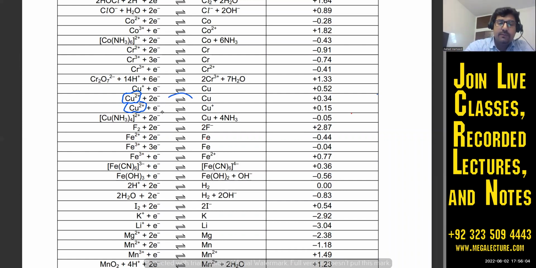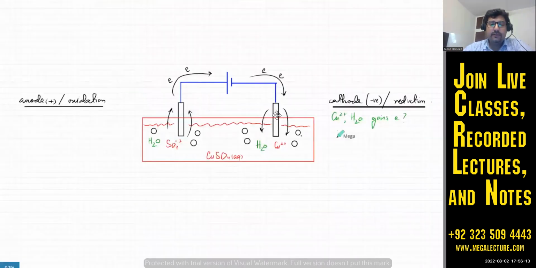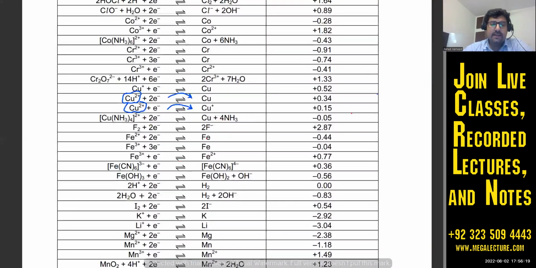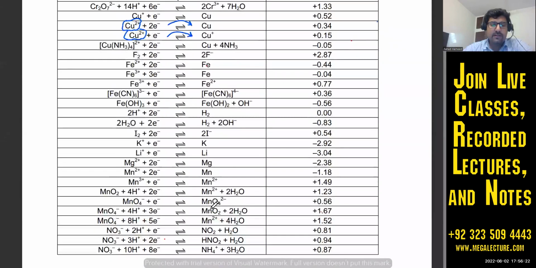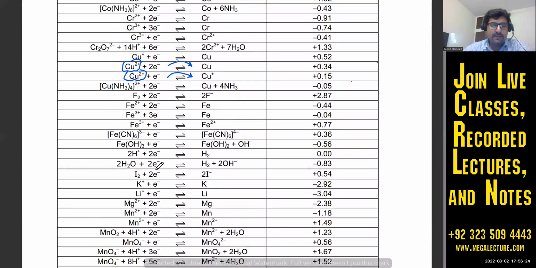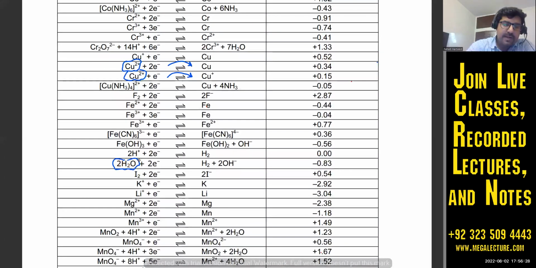I'm looking for the equation in the forward direction. I'm only talking about reduction, because at the cathode that's the only thing that will happen. They can only gain electrons. So you've got two equations for copper 2+, and one equation for water. That one equation for water is water gaining electrons. Where is it? It's this one. You can see water gaining electrons. There is no other equation.